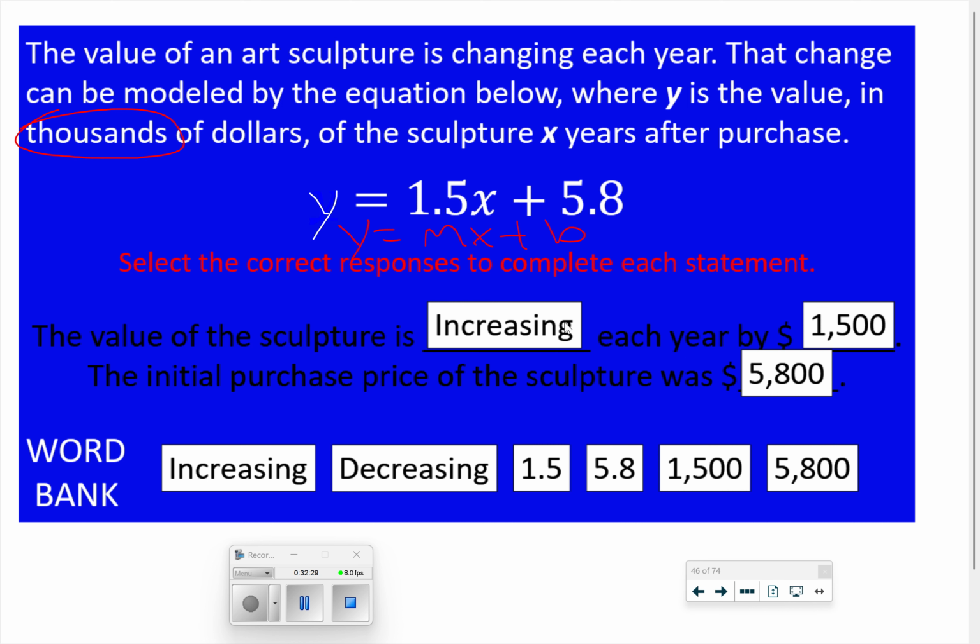But keep in mind, this is in thousands. So 1.5 translates to 15,000. And 5.8 translates to 5,800. Did I say 15,000? I meant 1,500. Okay, so remember that this is the beginning, the initial value, and this is how much is changing each year.